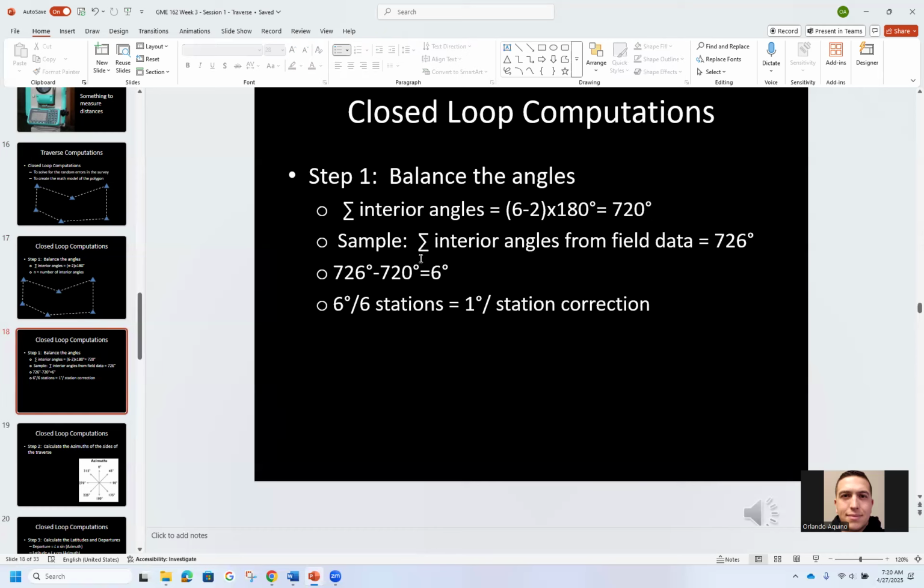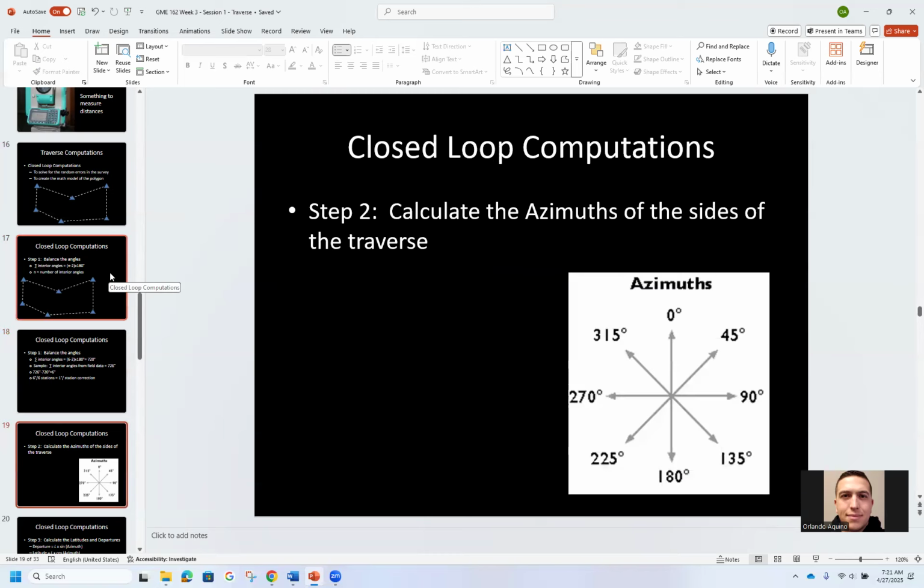A quick example: let's say you measure your interior angles from the field data and you get 726. So 726 minus 720 is 6 degrees that you went over. Now if you take your 6 degrees divided by the number of stations that you have, that is 1 degree per station correction, right? And that also applies to minutes and seconds. So just go back through your 161 notes and verify, and remember those steps, and we'll go on to step 2 here.